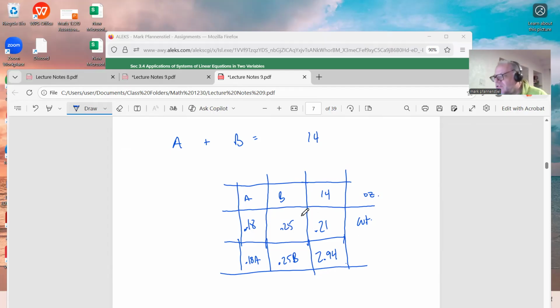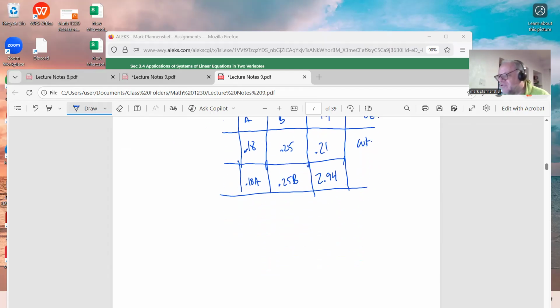All right. So what we're going to do is write down our two equations. So I'm going to say we have A plus B is equal to 14. Next equation, 0.18a plus 0.25b equals 2.94. All right. So now what we're going to do is multiply.